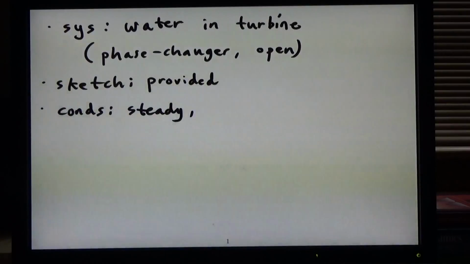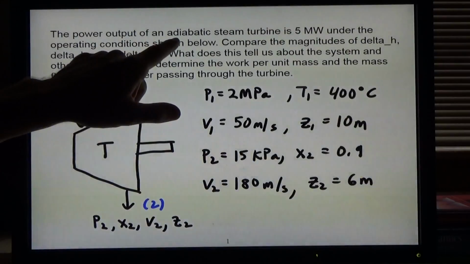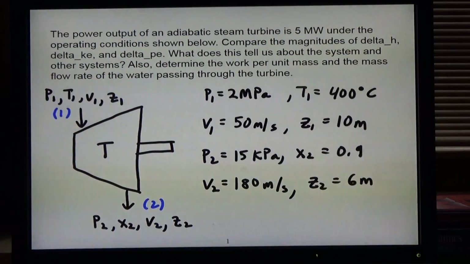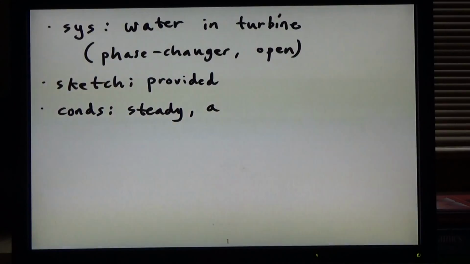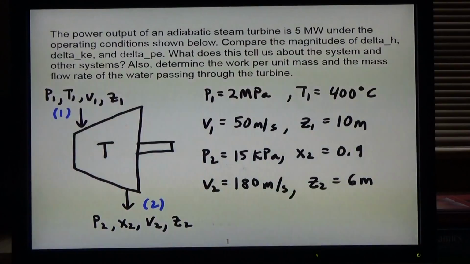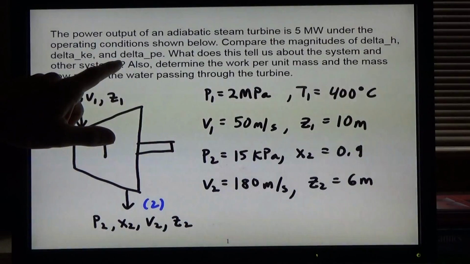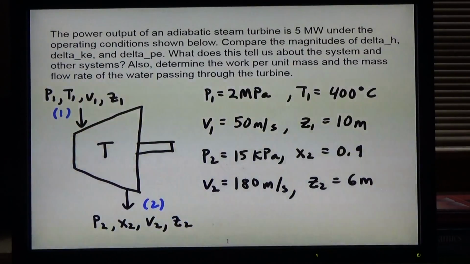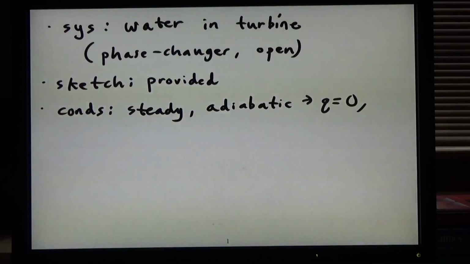In general, for a turbine, we assume that the turbine operation is adiabatic, and in this case that is definitely true because the problem says it's an adiabatic steam turbine. So since it's adiabatic, there is no heat transfer. Also, typically for a turbine, we neglect the kinetic energy and the potential energy change. But this is a unique problem where it actually wants us to calculate the kinetic energy change and the potential energy change. So the only condition that applies specific to the turbine is that we have an adiabatic process.